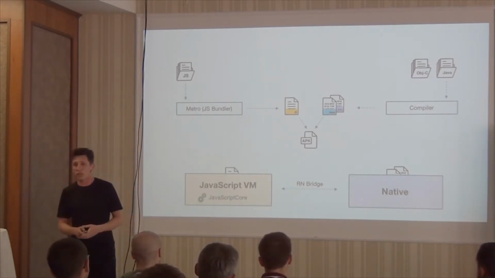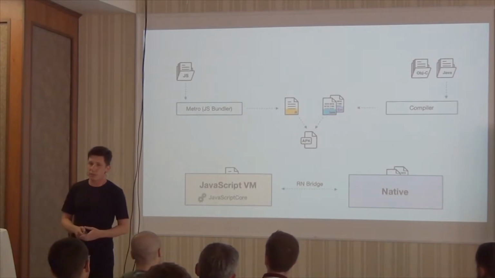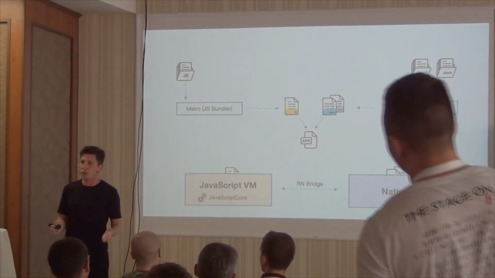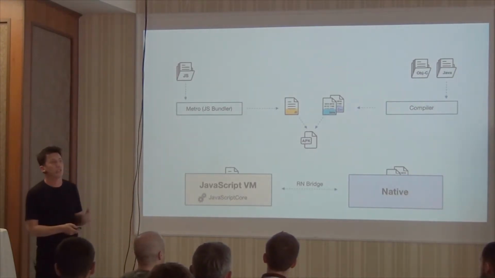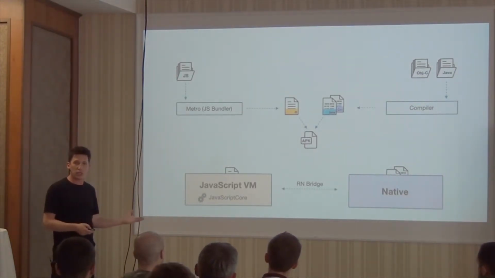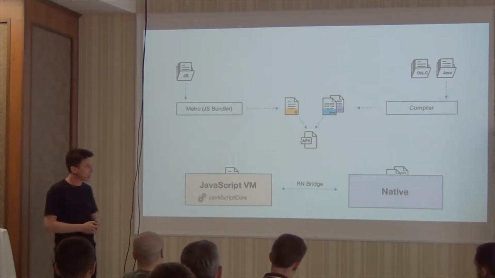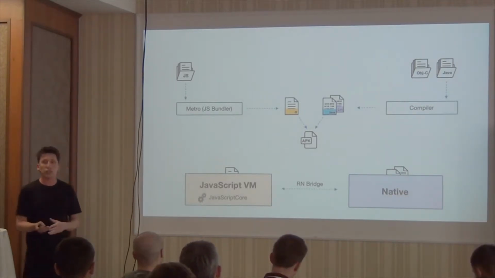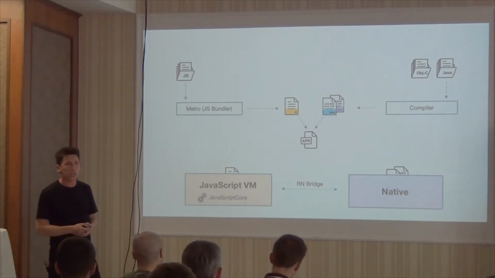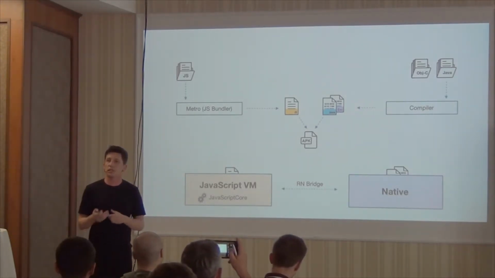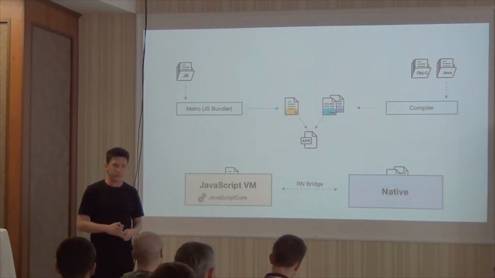In the case of React Native, it is JavaScript Core. Maybe you're familiar with V8 from Chrome. JavaScript Core is the JavaScript virtual machine of WebKit of Safari. On iOS, it comes out of the box from the operating system, and on Android, we need to bring it as a dependency of React Native.